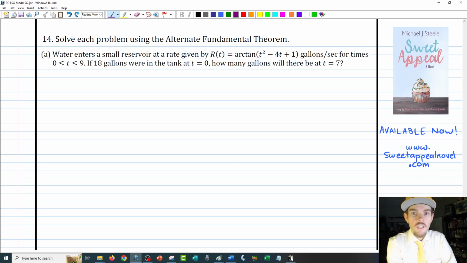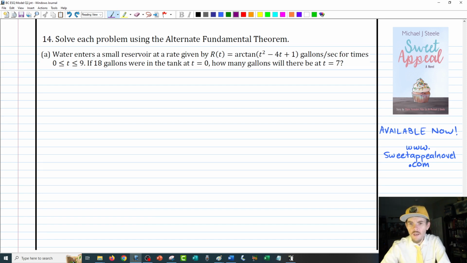So question 14 is the final question on here. In the instructions on the ESQ model, I tell you to use the alternate fundamental theorem. That won't happen on your ESQ. There's no room for it. Instead, it just basically asks you the question. It would just say like 14, and then water enters a small reservoir at a rate given by R of T. Like that would be the process you follow, just FYI.